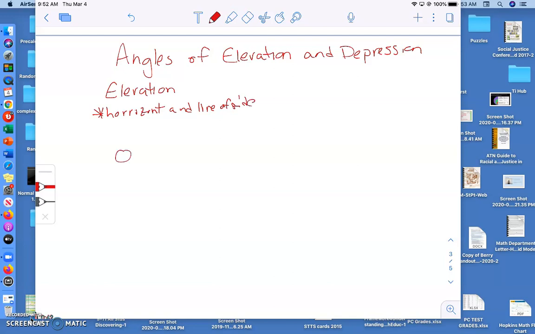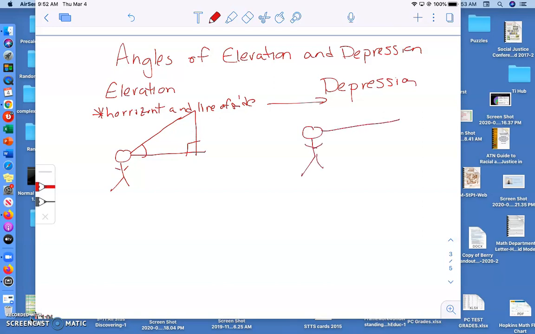Imagine if you're standing here, so your angle of elevation is in between the horizontal and your line of sight if you're looking up. And so you have a right triangle. Whereas depression, it's the same thing, but you have to think depression means that you're looking down. So it's between the horizontal and the line of sight going down. So that's the thing you always have to remember, it's with the horizontal line of sight.